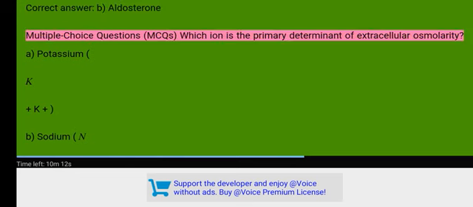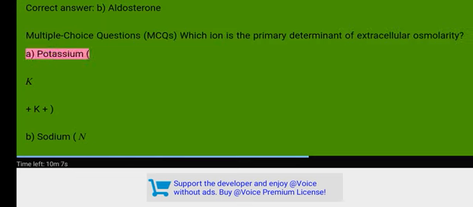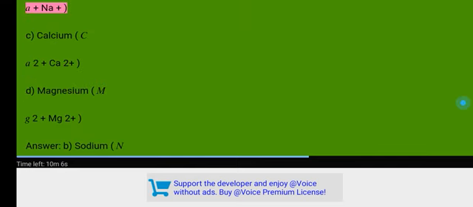Aldosterone. Multiple choice questions, MCQs. Which ion is the primary determinant of extracellular osmolarity? A. Potassium, K+. B. Sodium, Na+. C. Calcium, Ca2+. D. Magnesium, Mg2+. Answer, B.